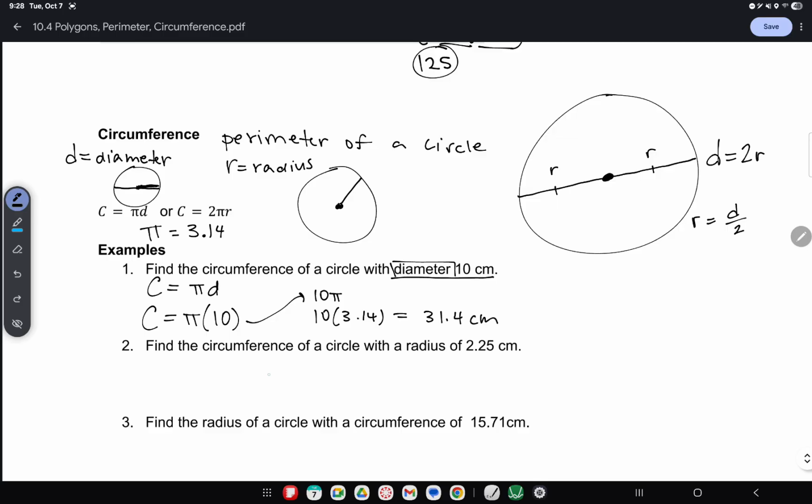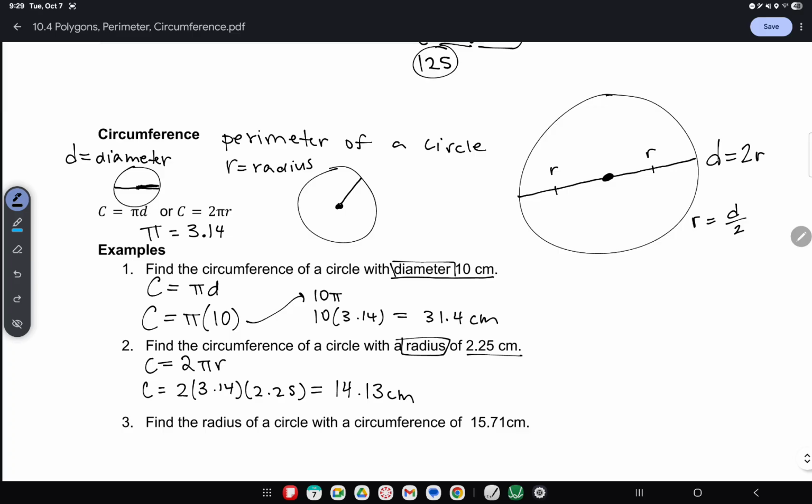I'll try another one. Find the circumference of a circle with a radius of 2.25 centimeters. So I can use the other formula. So circumference is 2 pi r. So circumference is 2, I'll just go ahead and throw in the 3.14, 3.14 and then times the radius, so 2.25. And then I'll just multiply those three numbers. So 2 times 3.14 times 2.25. And I got 14.13 centimeters.